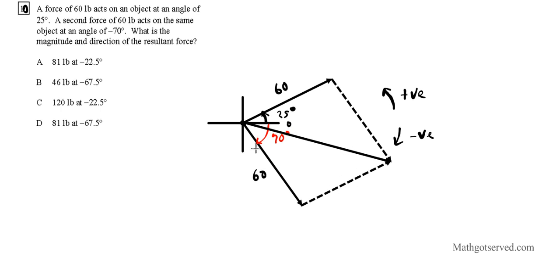This is a parallelogram, so we know that opposite sides are parallel and congruent. So if this is 60, this side has to measure 60 also. And we know in a parallelogram that adjacent angles are supplementary, okay? So this entire angle here is 25 plus 70, which is 95 degrees. So if this is 95 degrees, that means this angle is going to be the supplement of that angle, okay?